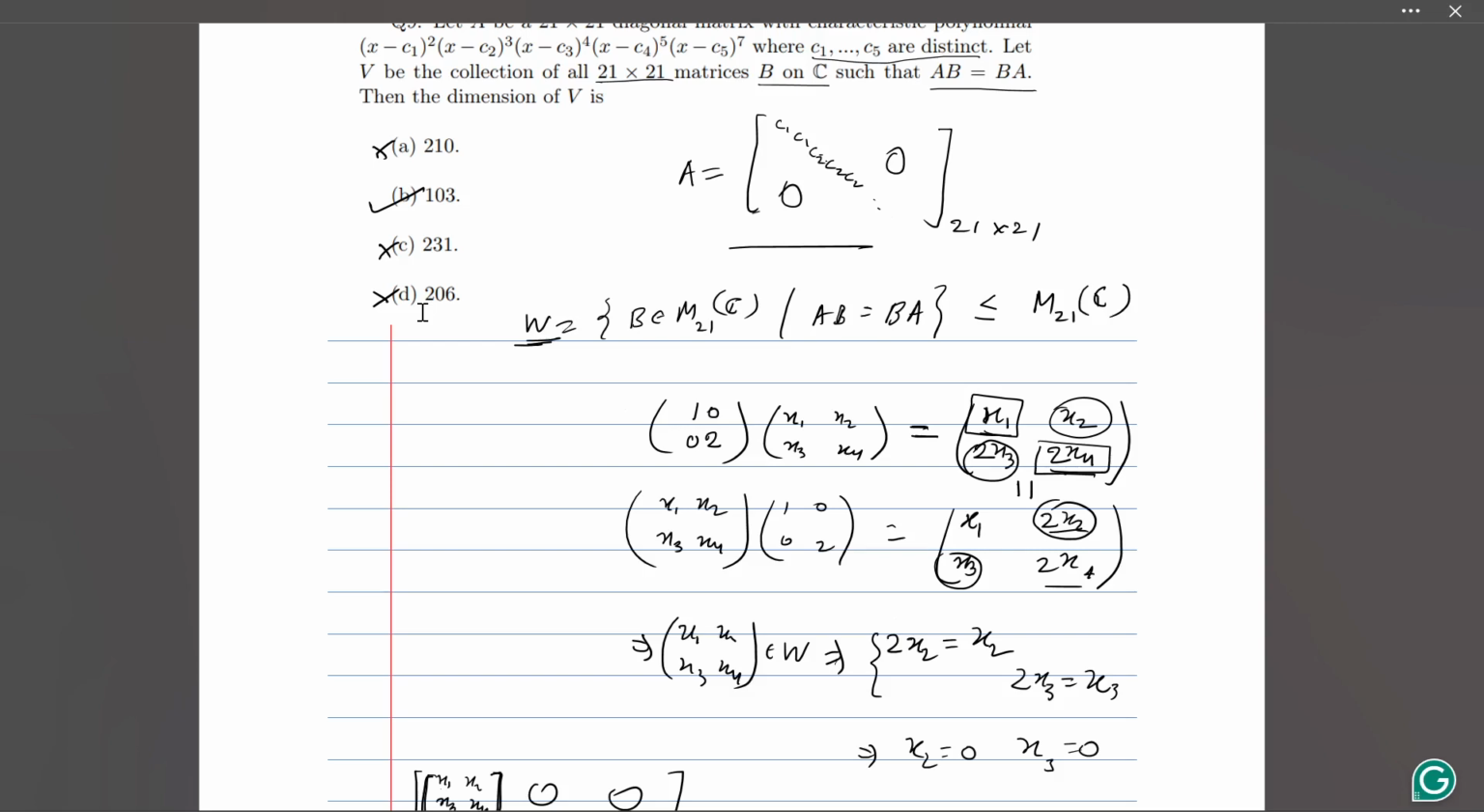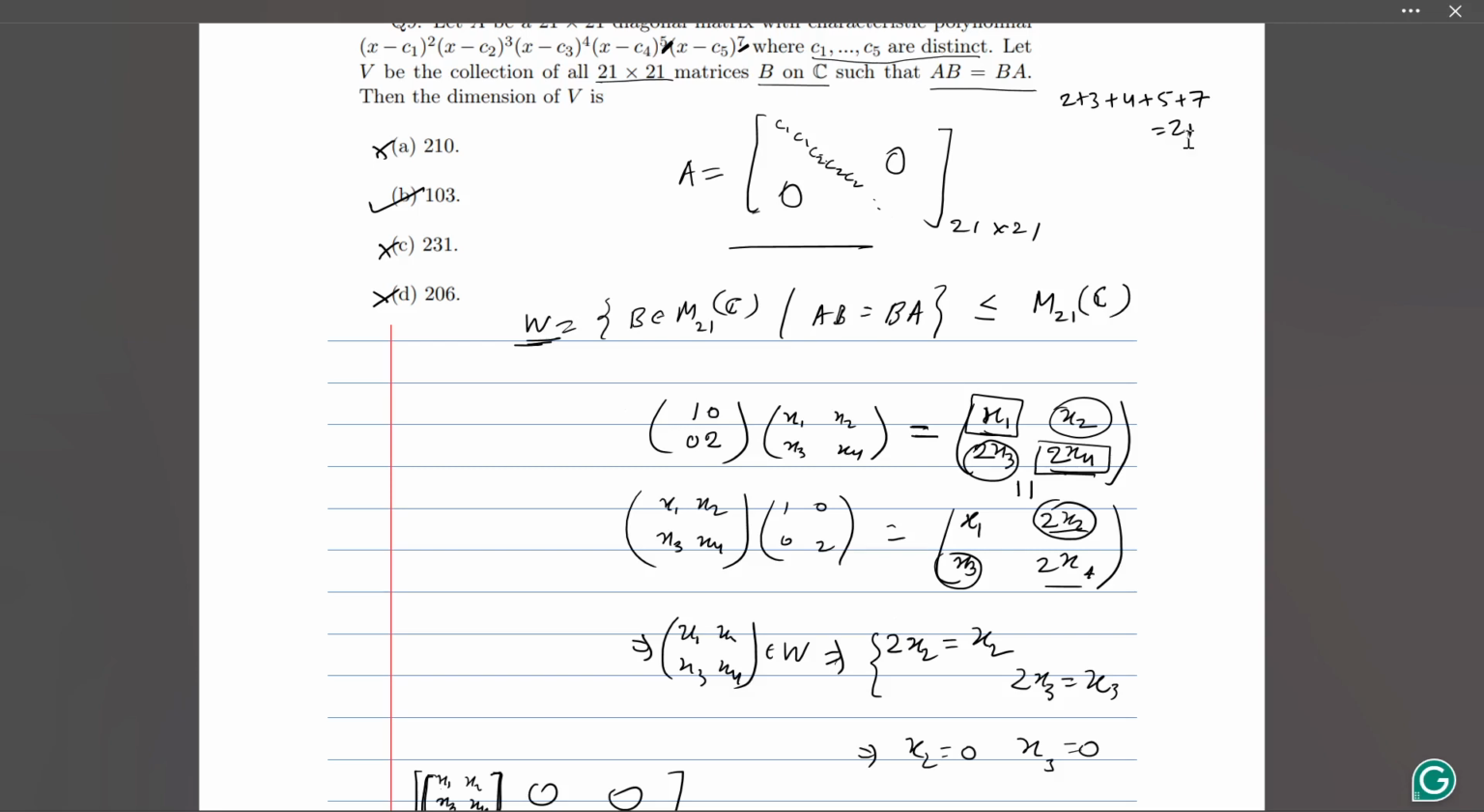What about the 36, sir? What? 36, 6 square. No, 6 square is not here. After the 3, 5 block you have the 7 block, because 2 plus 3 plus 4 plus 5 plus 7. Okay, sir. This is 21.